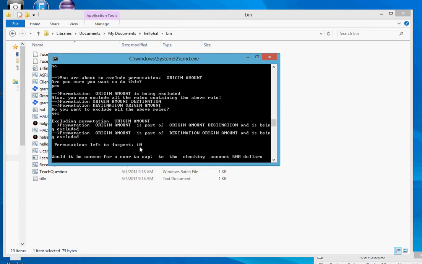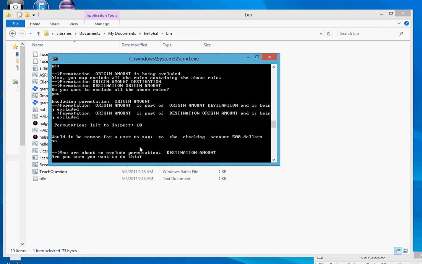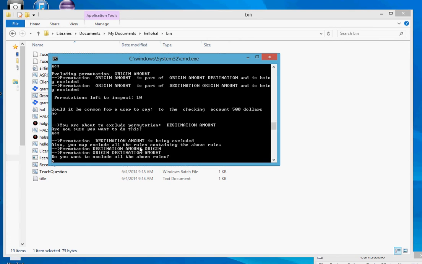And then to checking account $500. This is the same situation that we had before. So we're going to say no. I'm going to say yes, I'm sure. And then I'm going to say yes, I want to eliminate or discard the permutations containing the above rule.